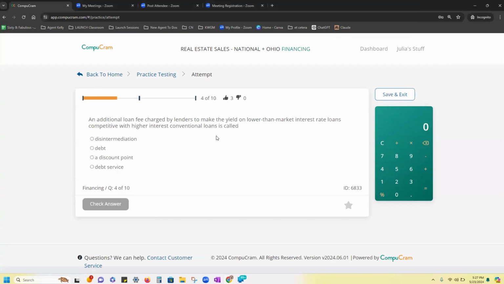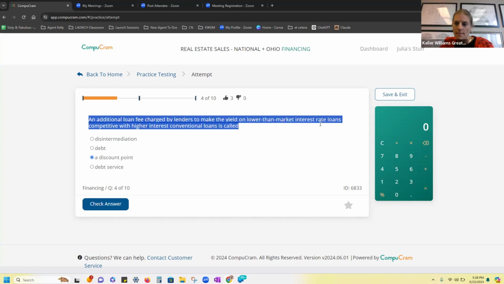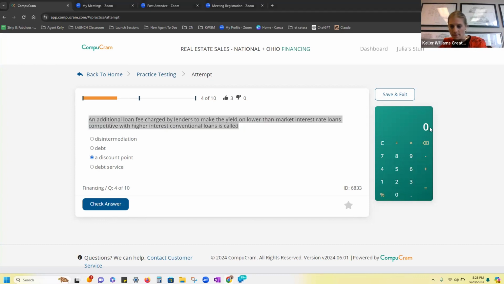Okay, so an additional loan fee charged by lenders to make the yield on lower market interest rate loans competitive with higher interest conventional loans is called what? The A, disintermediation, B, debt, C, a discount point, or D, debt service. So we actually just got this one.